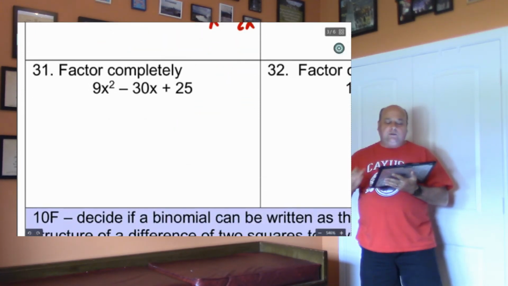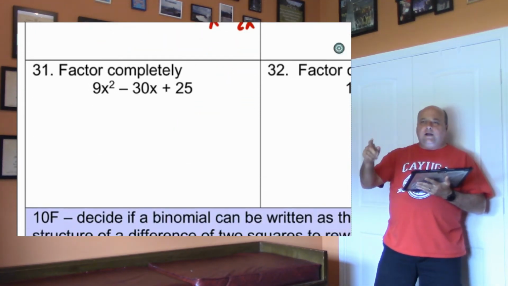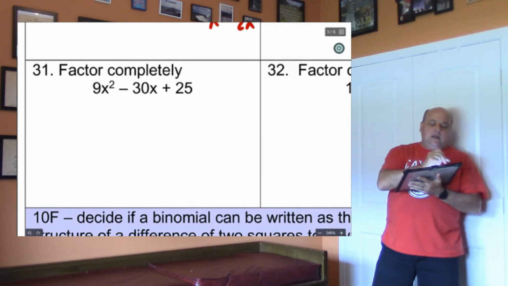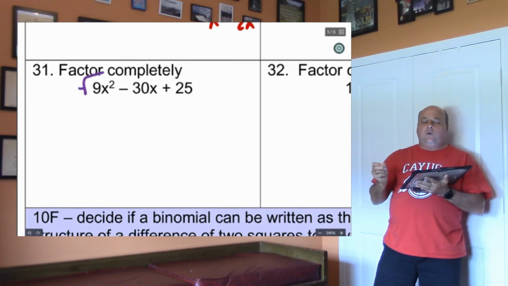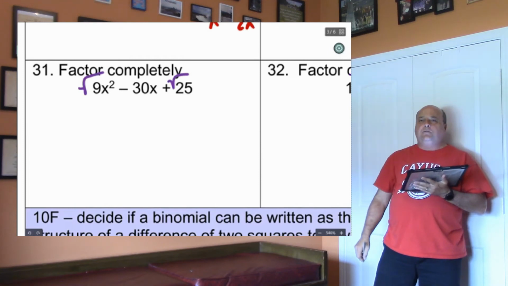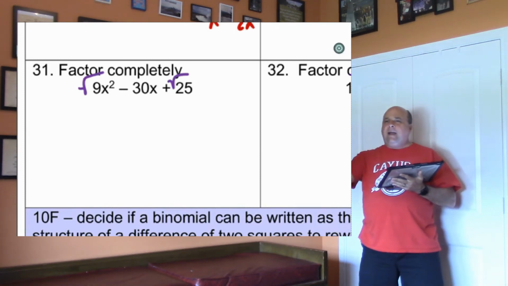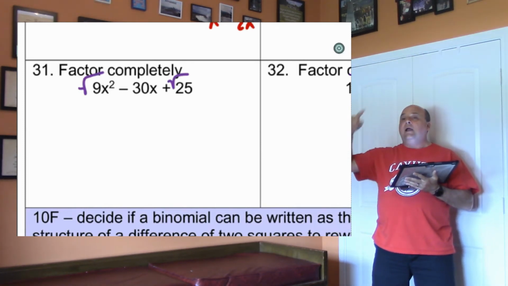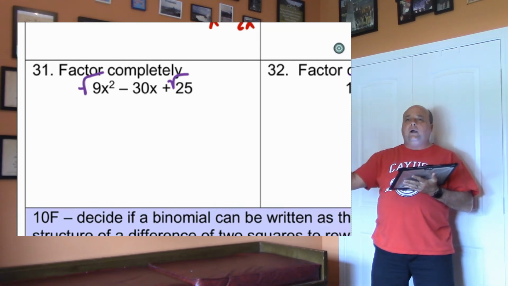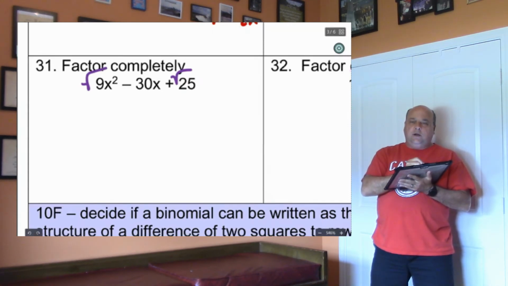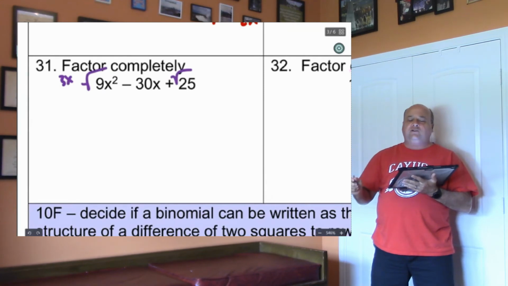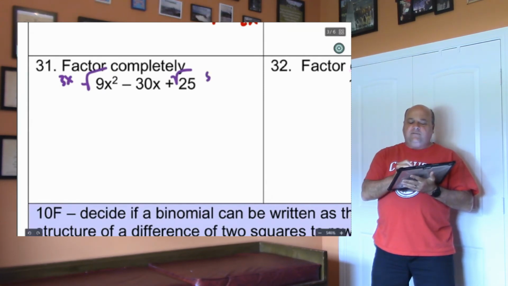Let's go down to the next one. On this one right here, hopefully you can look at this. The 9x squared is a perfect square root, and the 25 is a perfect square root. So right off the bat, look at the A term and the C term. If they're perfect square roots, square root them. So the square root of 9x squared, put a little bitty 3x over here. The square root of 25 is 5.